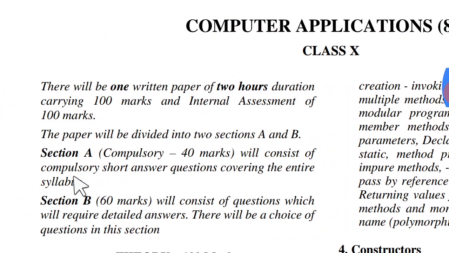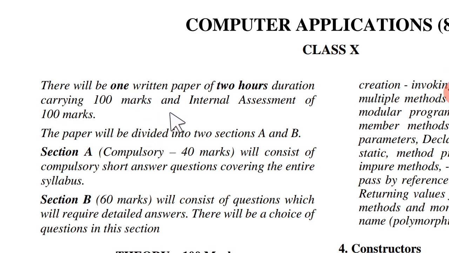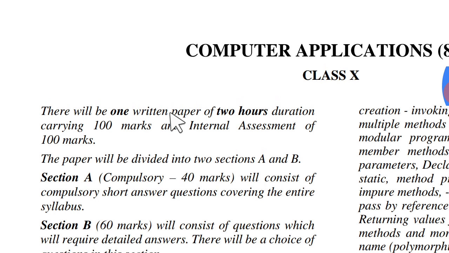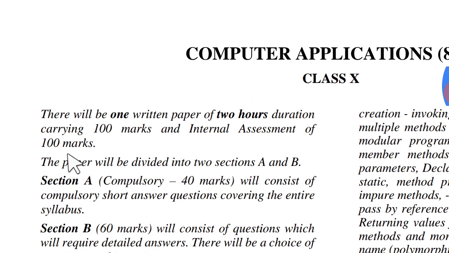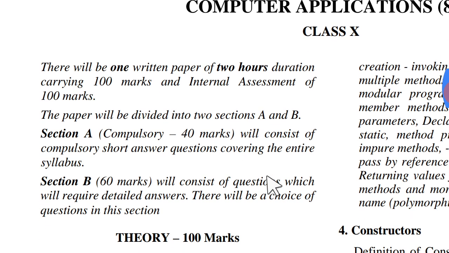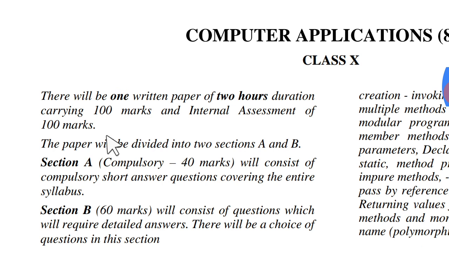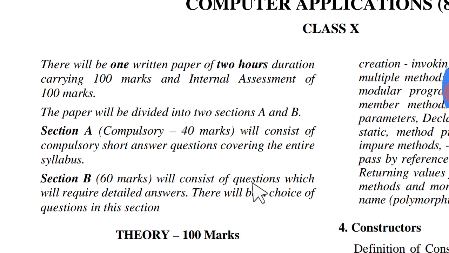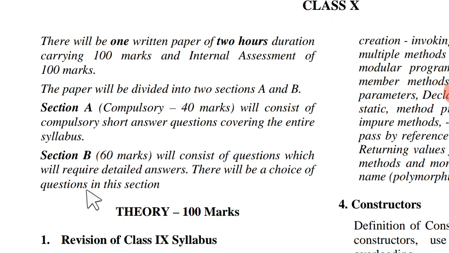Now there will be one written paper of 2 hours duration carrying 100 marks, and internal assessment of 100 marks. The paper will be divided into two sections, A and B, that is as usual. Section A is compulsory, and here 40 marks will consist of compulsory short answer questions covering the entire syllabus. Now students, after that, section B, that is of 60 marks, will consist of questions which will give detailed answers. There will be a choice of questions in this section.